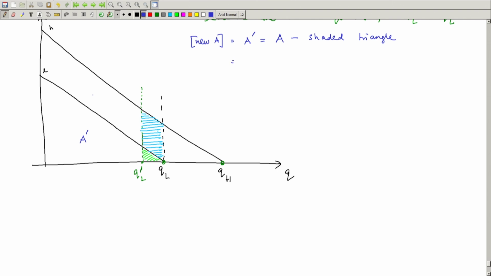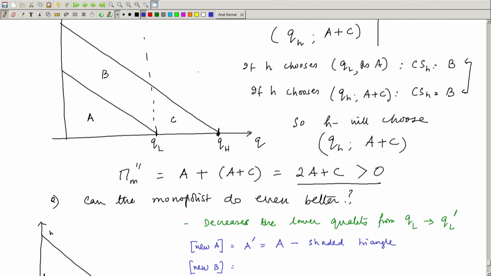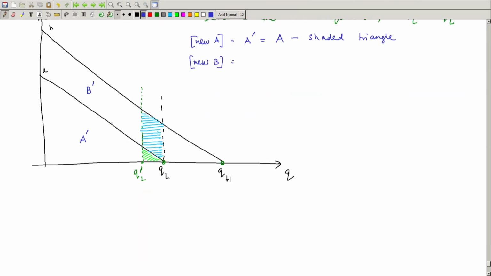Similarly, I am going to call this parallelogram, which was the old B minus this blue trapezoidal area, B prime. Recall what B was, this entire parallelogram. Now, I have removed this shaded area. So, the new B is going to be called B prime, which is the old B minus the shaded trapezoid.